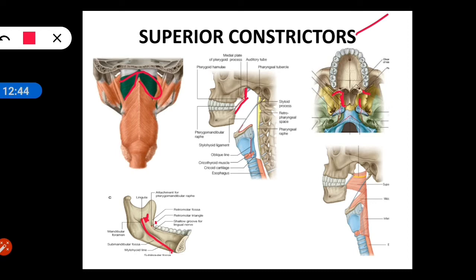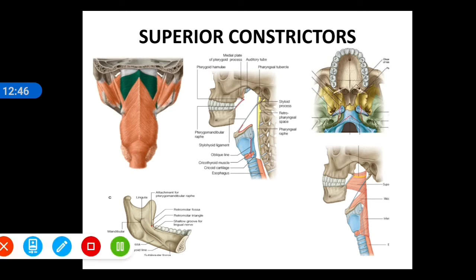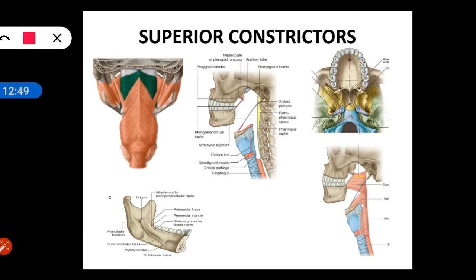Now let us see the insertion of the superior constrictor muscle. The uppermost fibers will pass upwards and forwards and they are inserted into the pharyngeal tubercle. So this is the pharyngeal tubercle. If you all can see, there is a gap between the base of the skull and the superior constrictor. This gap is called the sinus of Morgagni. There are some structures passing inside. We will see about it later.